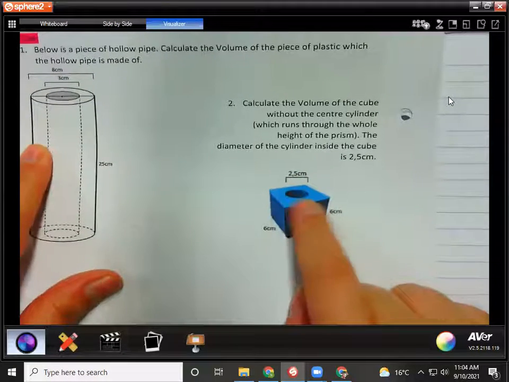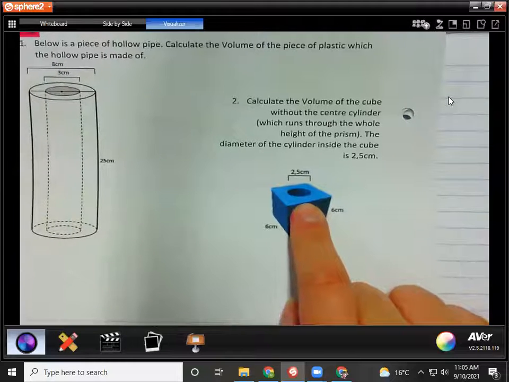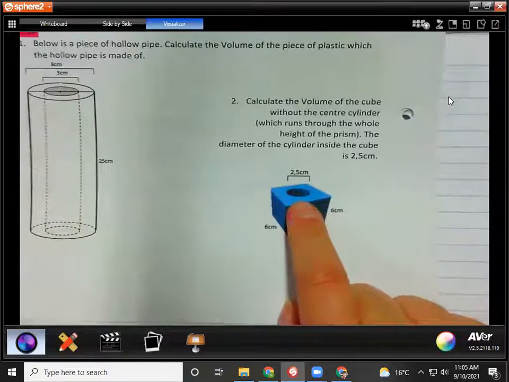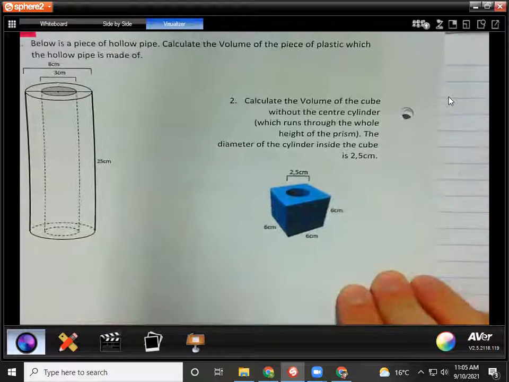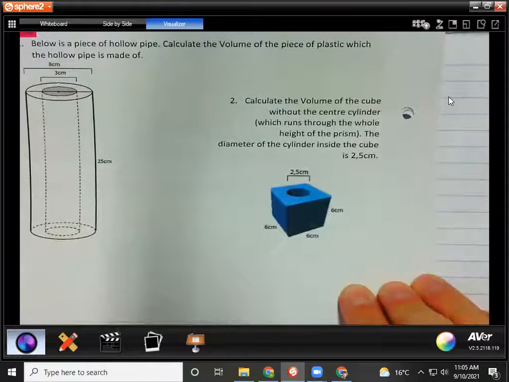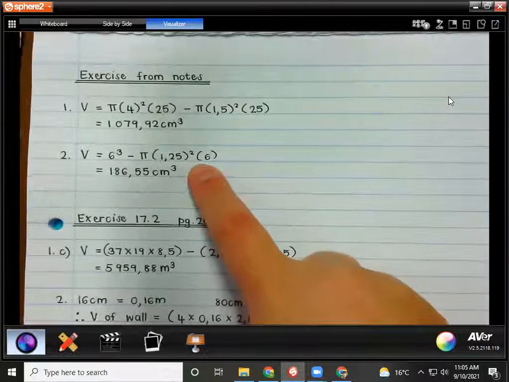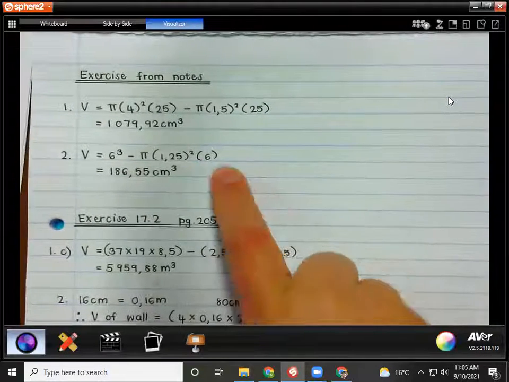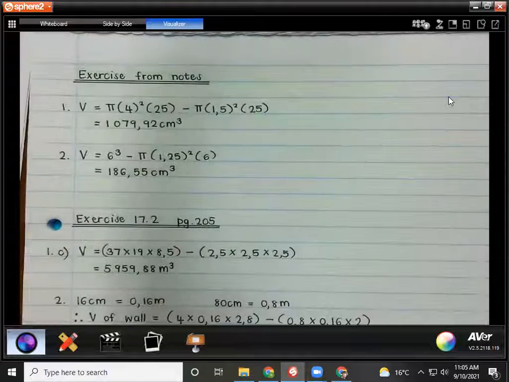Now, guys, if the diameter is 2.5, the radius of the cylinder is going to be 1.25, all right? So that's the radius squared multiplied by the height of the cylinder. Now, the cylinder has the same height as the cube, so that is why it is 6 there as well. Okay, any questions on those first two?